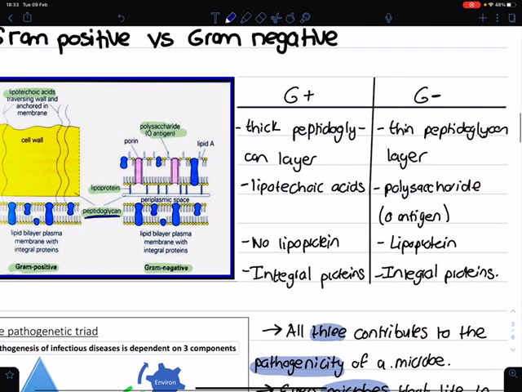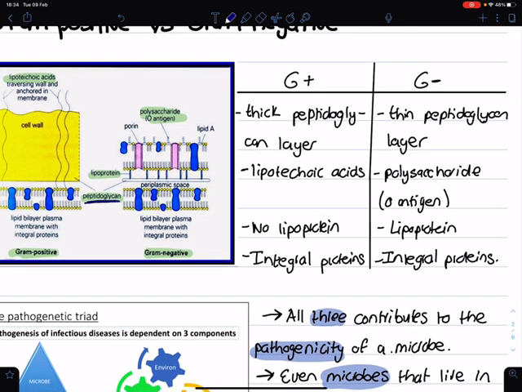So if you look at the differences here, gram-positive has a thick peptidoglycan layer, gram-negative of course has a thin one. Gram-positive has the lipoteichoic acids, whereas gram-negative has the O antigen. And gram-positive doesn't have a lipoprotein, where gram-negative has one, and both have lipid bilayers and integral proteins.